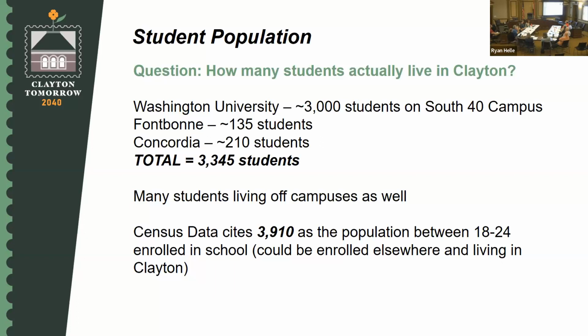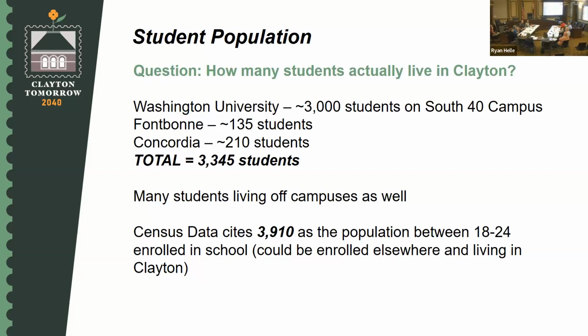I think where we got with this is that there's somewhere between 3,000 and 4,000 students living in the city of Clayton. Again, it's a moving target and we're never going to get to a hard number, but I do think that's important when we think about your total population to be able to pull that number out. So thoughts about that?